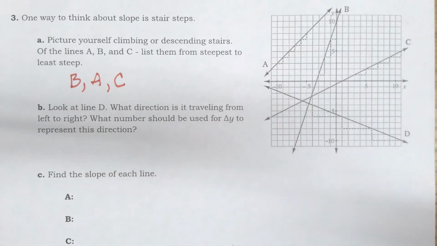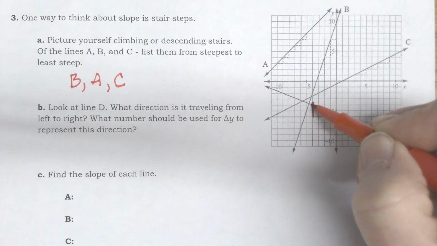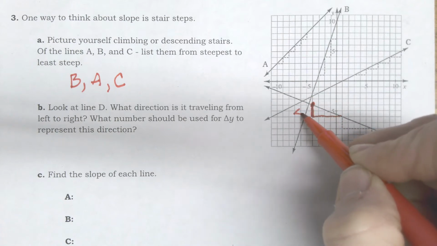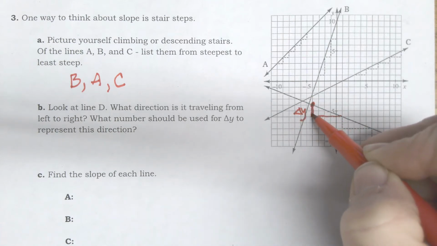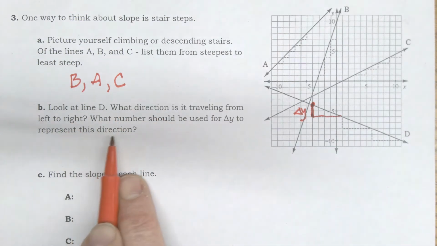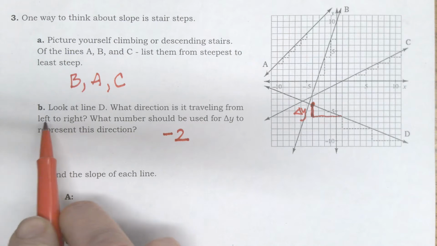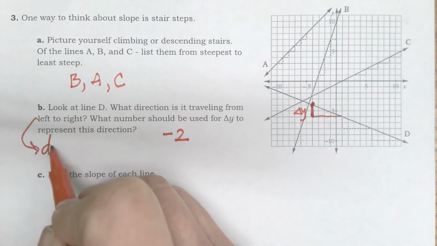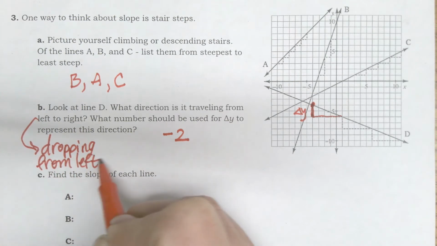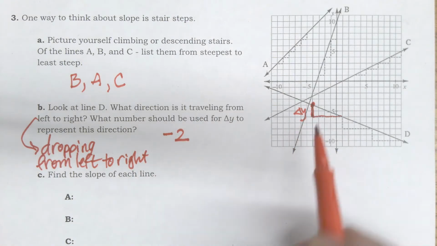So let's think about what delta y was. Delta y is the change in y. So if I start from one level to move down to where the next level is, that delta y actually drops. And so if I'm talking about what number should be used for delta y, it drops 2. What direction is it traveling from left to right? I would say it's dropping from left to right. And specifically, it's dropping by 2, and that's why I write that as a -2.